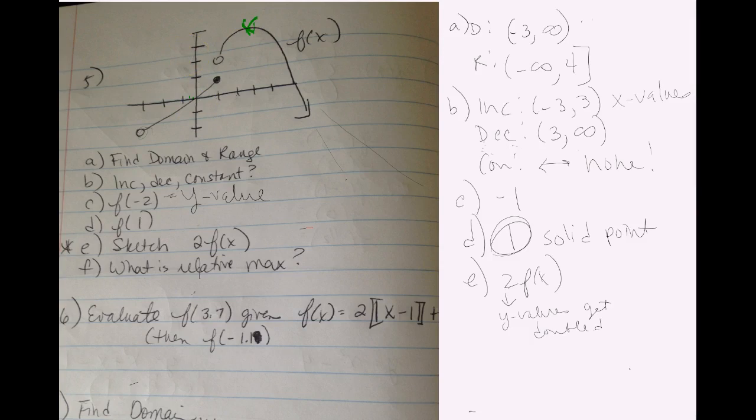So on these kinds of questions, you have 2 options. Either you could say the max is 4, or you could say the max is when x is equal to 3. Okay, I usually just read the directions.